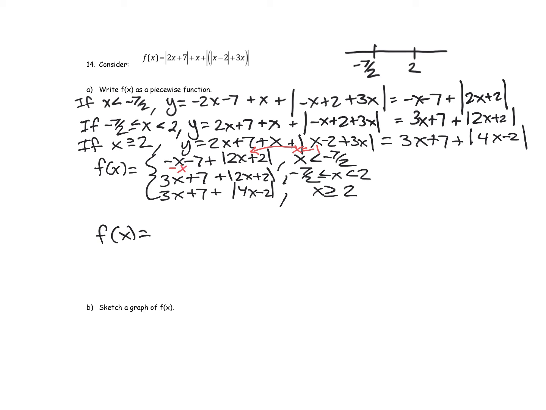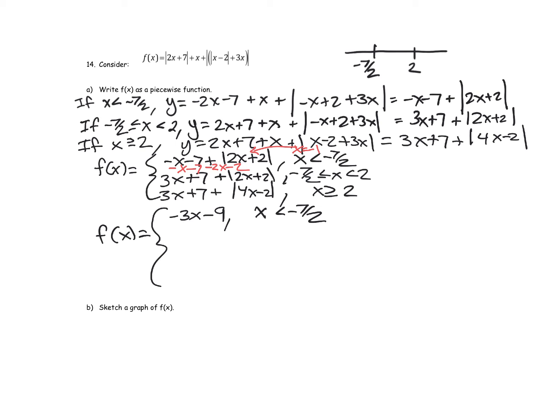It's always going to be negative x minus 7 minus 2x minus 2. Again, because I'm putting in values always less than negative 3.5, that's always going to make 2x plus 2 negative. So I can now write that piece definitively as negative 3x minus 9 for x less than negative 7 halves.